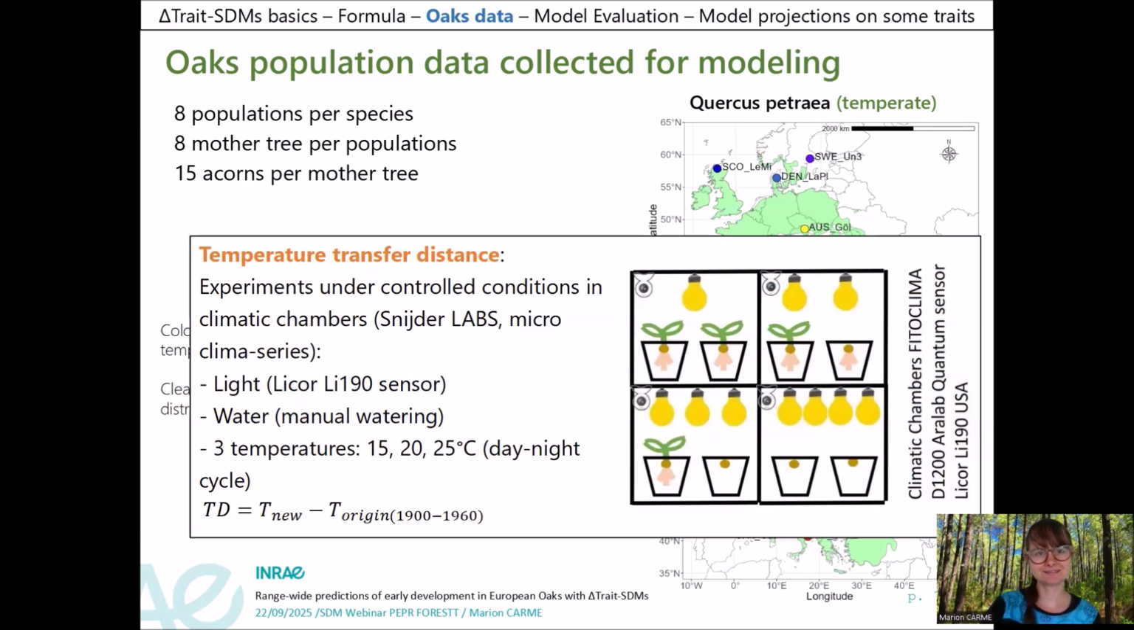To test for our plasticity, we use a temperature transfer distance. We conducted experiments under controlled conditions in climatic chambers, where we sowed all our seeds from all our populations from the 3 species at 3 temperatures: 15 degrees, 20 degrees, and 25 degrees. And the transfer distance is the chamber temperature minus the temperature of origin, so the spring temperature between 1900 and 1960.